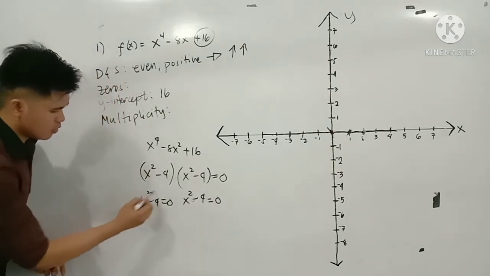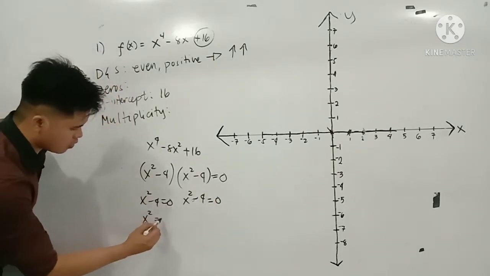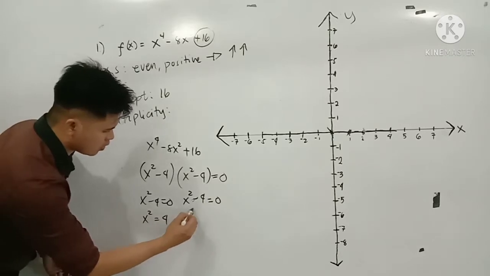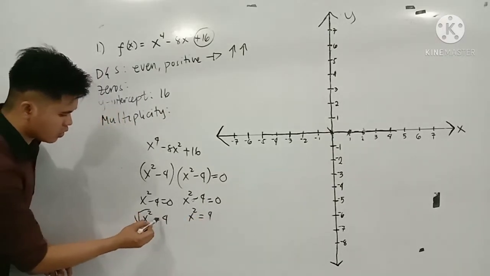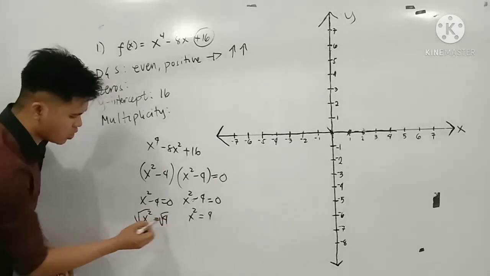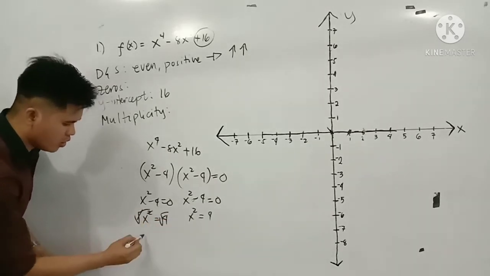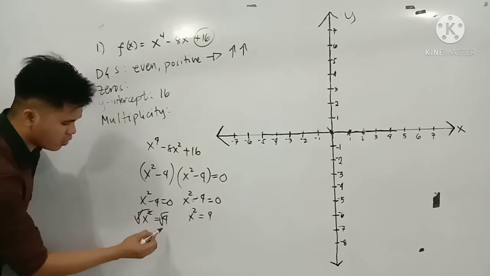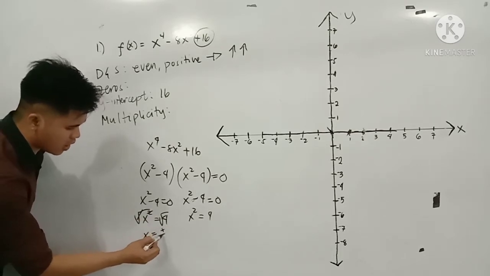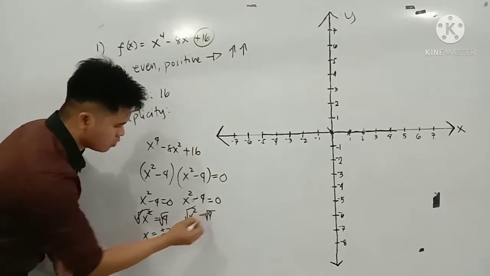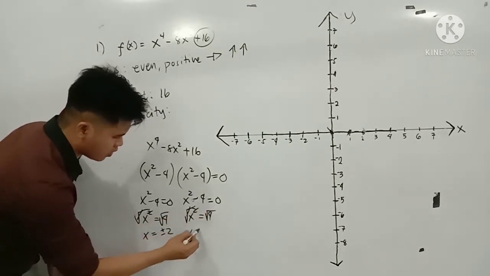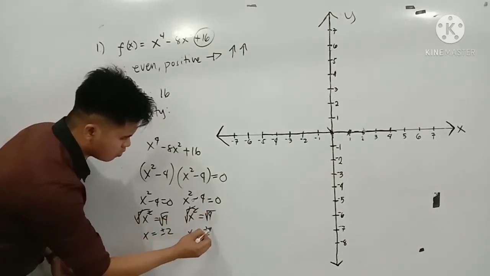Then, transpose: x squared is equal to positive 4. Then, we use the square root property on both sides of the equation in order to cancel the square and be left with x. The square root of 4 is simply positive or negative 2. So, our x is simply positive or negative 2.